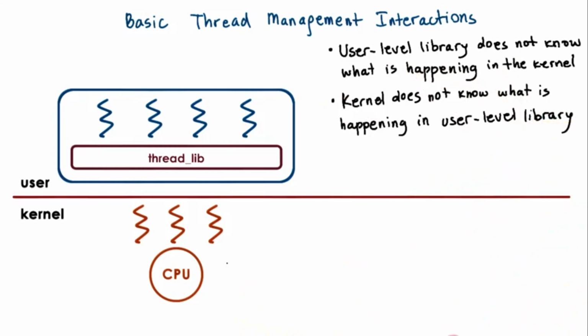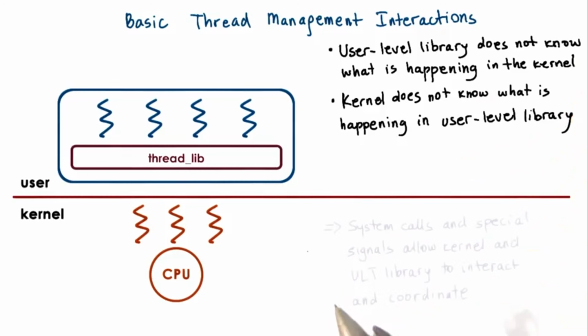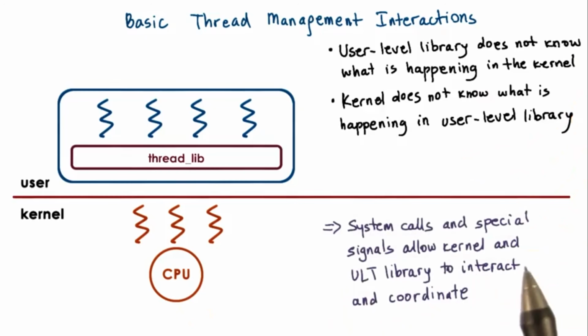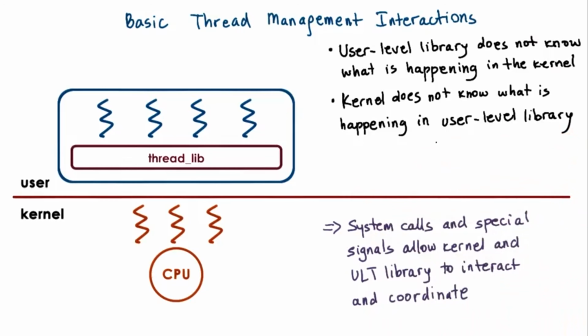By going through these examples, we realize that the user-level library doesn't know what's happening in the kernel, but also the kernel doesn't know what's happening at the user level. Both of these facts cause some problems. To correct for these issues, we saw how in the Solaris threading implementation, they introduced certain system calls and special signals that can be used to pass or request certain things among these two layers. And basically, this is how the kernel level and the user level thread management interact and coordinate.